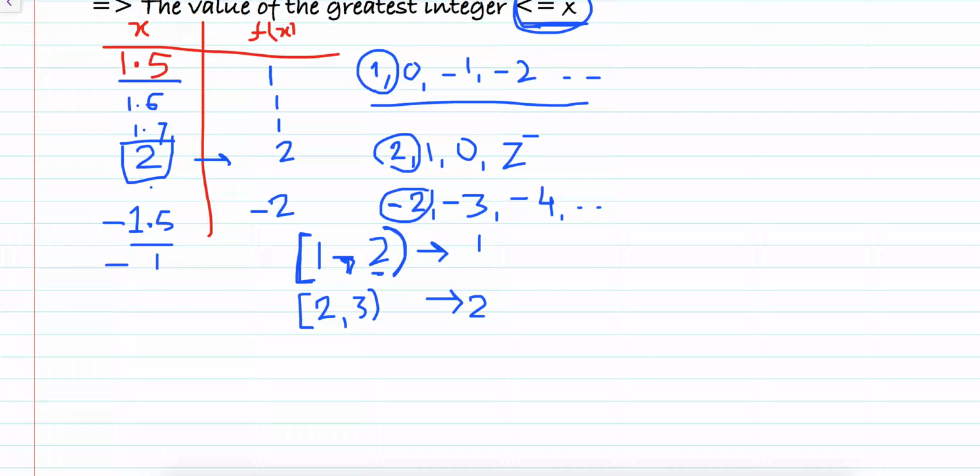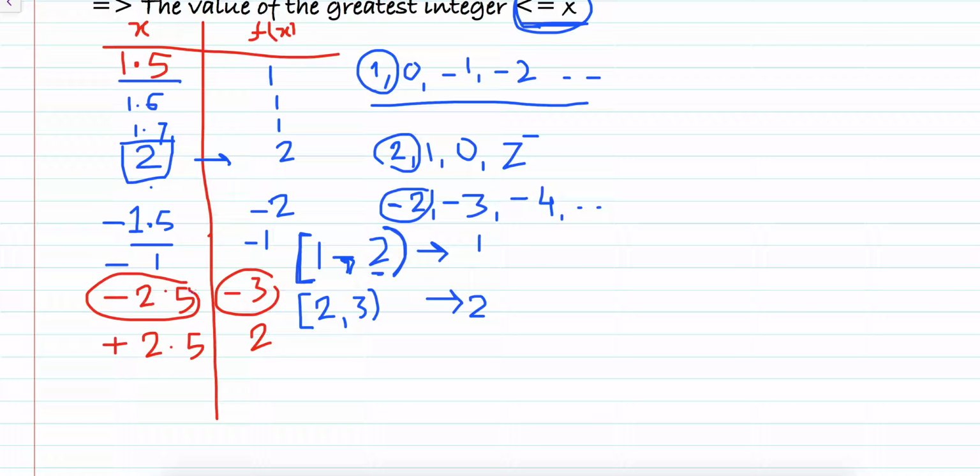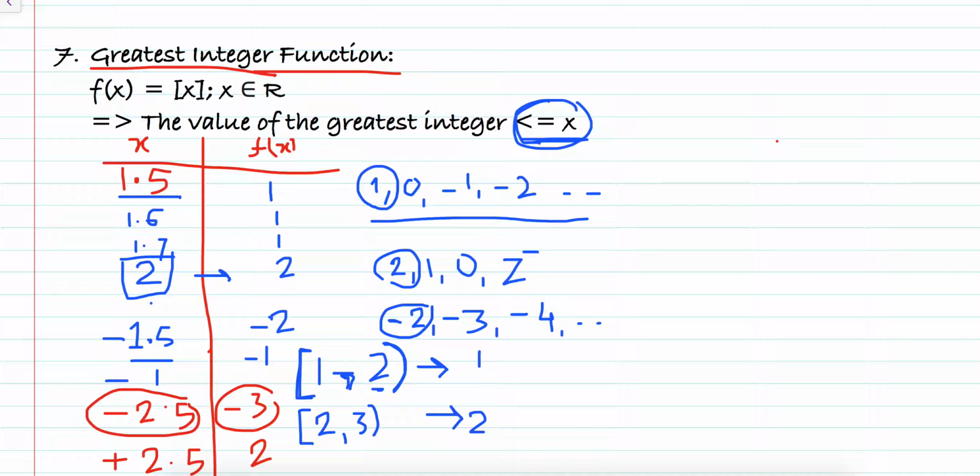For minus 1, it will be minus 1. For minus 2.5, it will be minus 3. But for plus 2.5, it will be 2. So this should always be less than or equal to x. So minus 3 is less than minus 2.5 and 2 is less than 2.5. So now we will plot its graph.